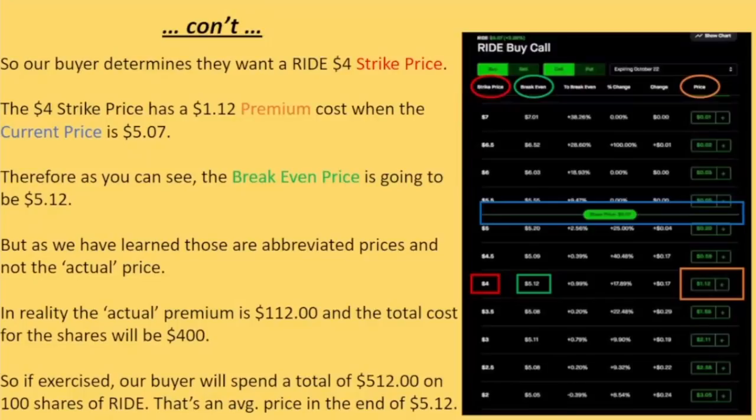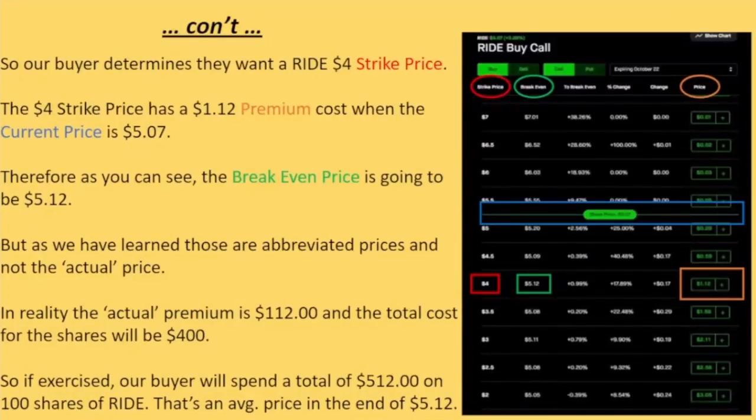All right. The $4 strike price has a $1.12 premium over there in the orange box when the current price is $5.07. So you can kind of learn just from that information I just gave you right there. When that current price is moving up and down, the premium prices are going to move up and down. That's why that current price is important. And when you move into 102, you'll start understanding that a little bit more.